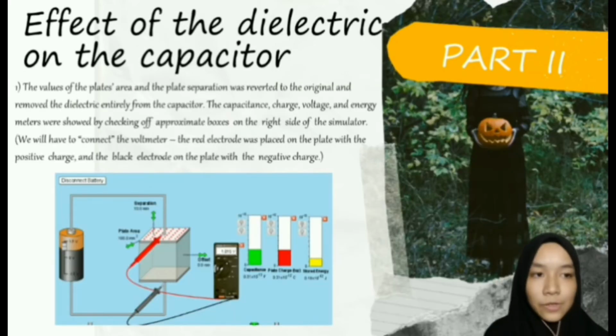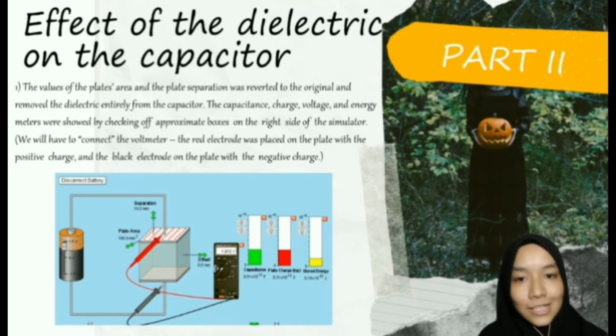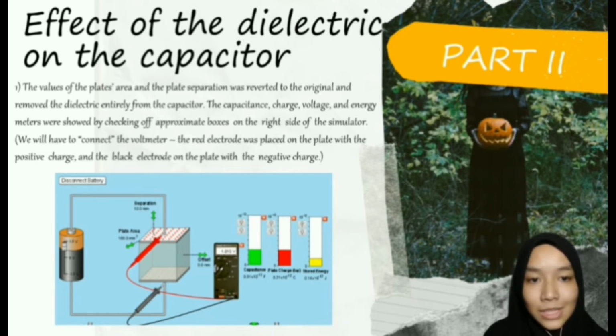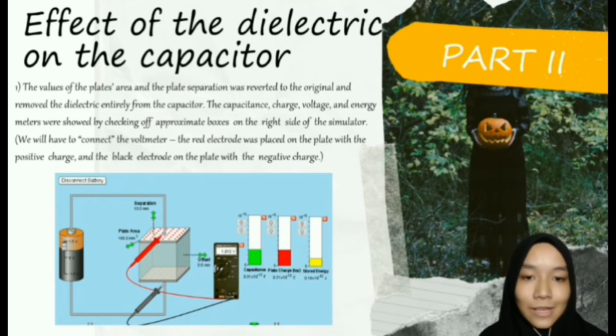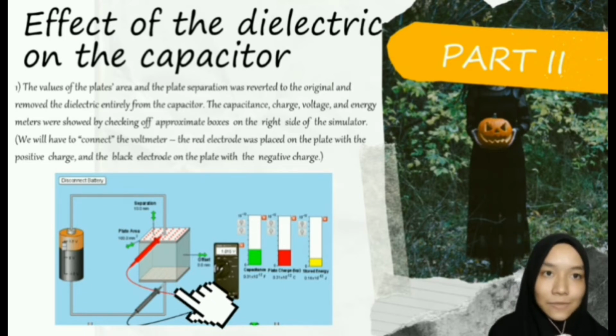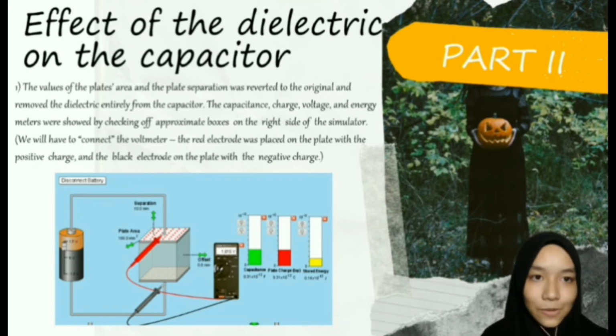Now we move on to part 2 of the procedure for experiment 2. The values of plate area and plate separation were returned to the original and the dielectric was removed entirely from the capacitor. The capacitance, charge, voltage and energy meters were shown by checking the appropriate boxes on the right of the simulation. We will have to connect the voltmeter. The red electrode was placed on the plate with the positive charge and the black electrode on the plate with the negative charge, like this picture below.